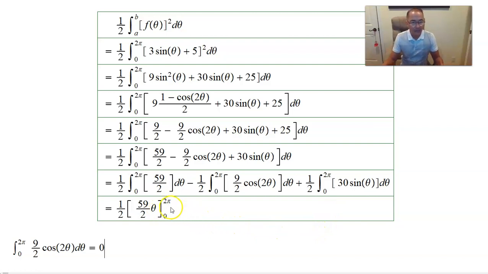Okay, so what have we got? 0, that goes away. And we simply have 2 pi for theta. And so we delete that. And we can delete all of that. So we get 59, the 2's cancel, 59 pi over 2.